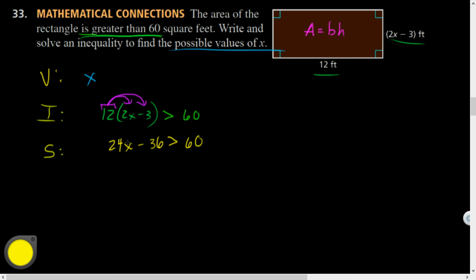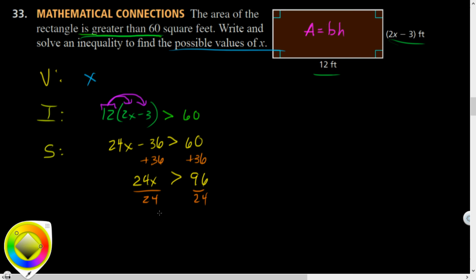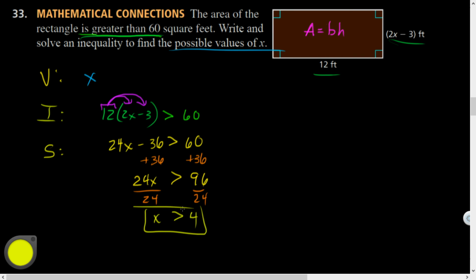Okay, let's keep solving this. Let's get that x by itself, because that's what I want to find out. Like, what could the value of x be so that the area of this would be bigger than 60? What do I deal with first here? I like that. Add 36 to both sides. Do I have to flip that inequality? No, I do not. Let's see. That's like 96, I'm guessing. I like it. Oh, thank you. Actually, yeah, I was just going to be wondering what that was going to be. So x is greater than 4 is my solution.